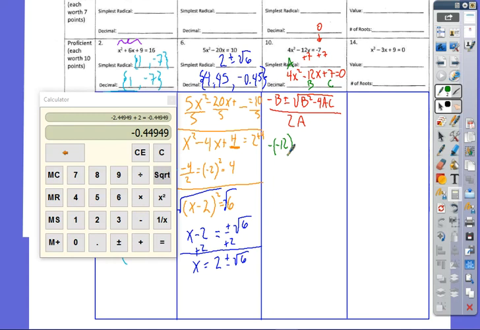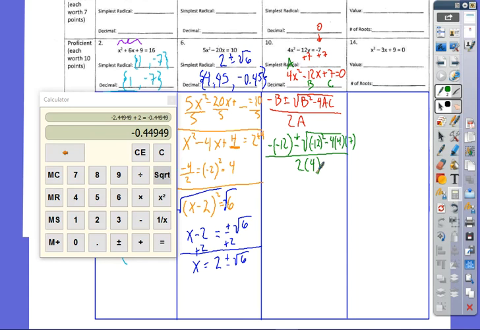So we have negative or minus negative 12 plus or minus the square root, and b again is negative 12 squared. That almost looks like a negative 12 if you really squint and believe hard. Just like Santa Claus. Minus 4. My a value is 4. My c value is 7. And that is all over 2 times 4.